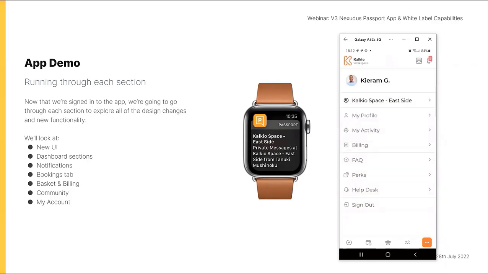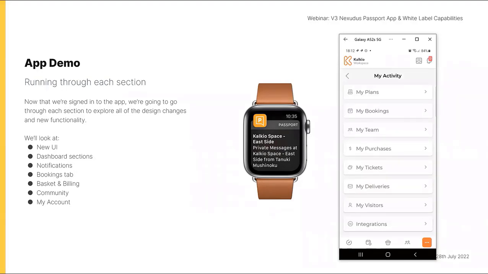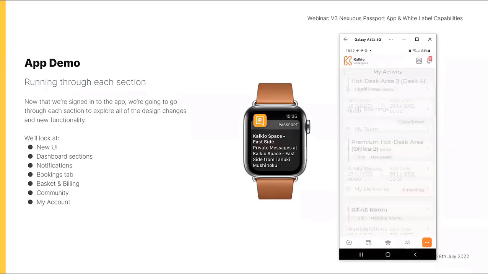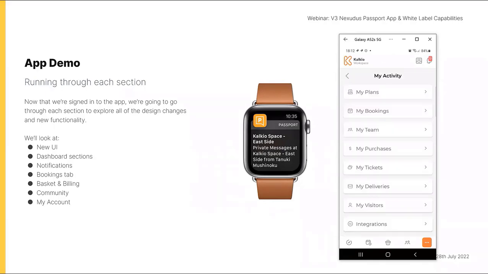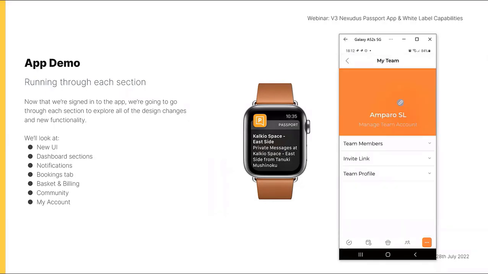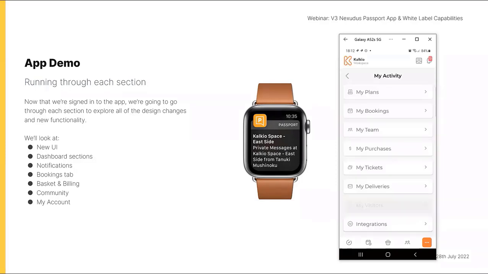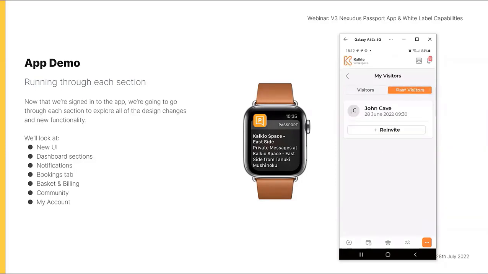Next up is the My Activity section. Here's where customers are able to view and manage everything from their plans, bookings, team, tickets, deliveries, and visitors. Plans and bookings can be added, modified, and cancelled depending on your settings and rules. Team members can be managed and invited, and visitors can be registered and previous visitors viewed and re-invited.